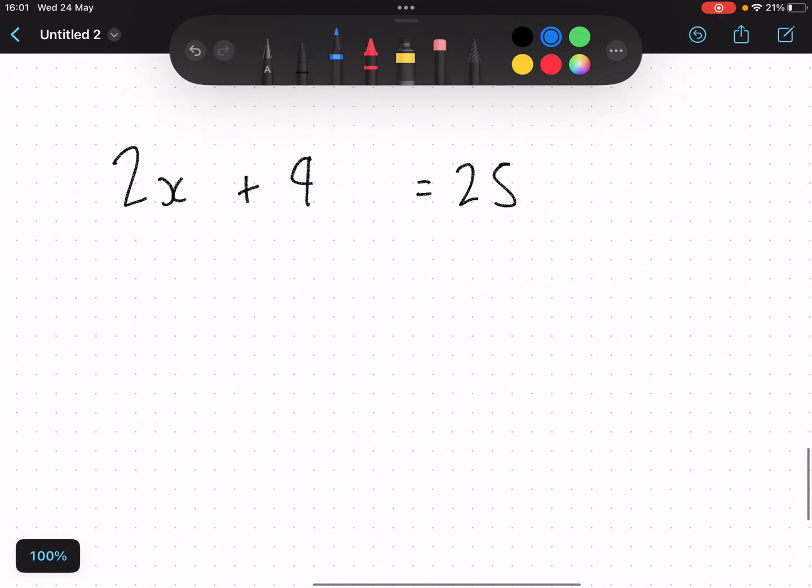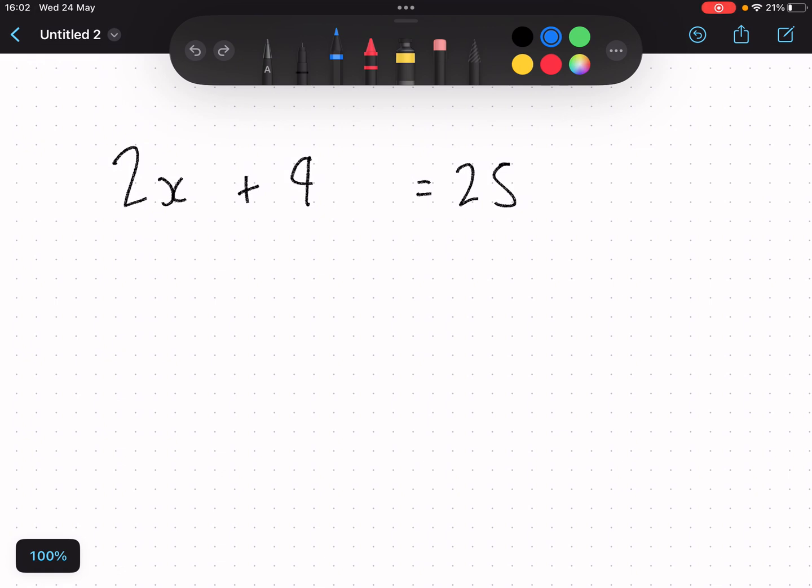Similar example then, 2x plus 9 is equal to 25. So again, I want to just get x equals some number. So I need to get rid of this 2, and I need to get rid of this plus 9. The first thing I will eliminate or get rid of is the plus 9. So get rid of that before getting rid of the 2 in front of the x.